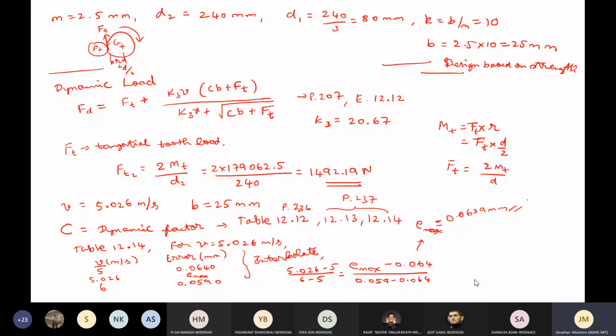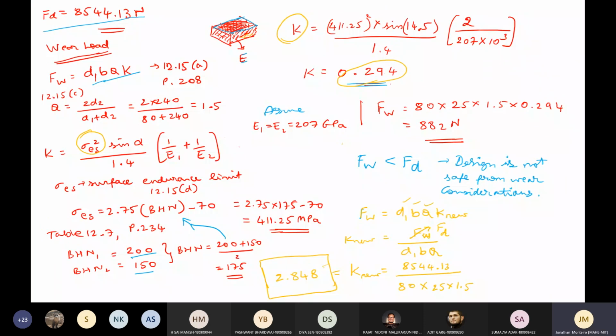Coming to the dynamic load, we know it is different from the static load. Dynamic load will definitely be higher by virtue of rotation of the gear. To find the dynamic factor in this equation, we had to interpolate certain values based on the error value that is allowable in the meshing of the gears.